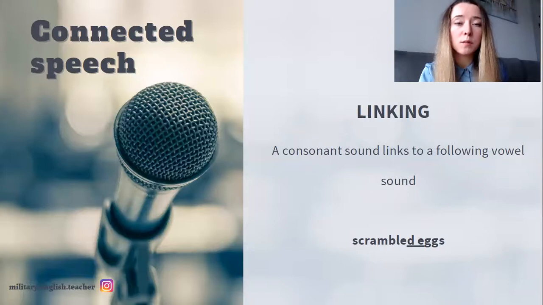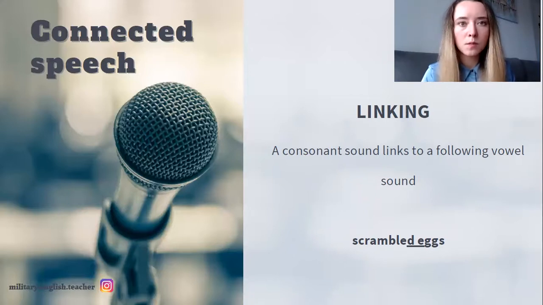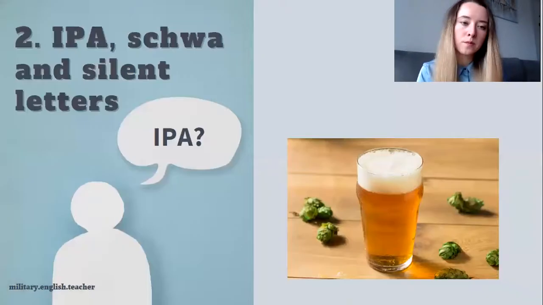And sometimes we just simply link the words together. So we don't separate them as two separate words, but they just become like one long word. This is what happens in the linking. Scrambled eggs, right? Like not scrambled eggs, but scrambled eggs, as if it was one long word. Okay, so that was about connected speech.